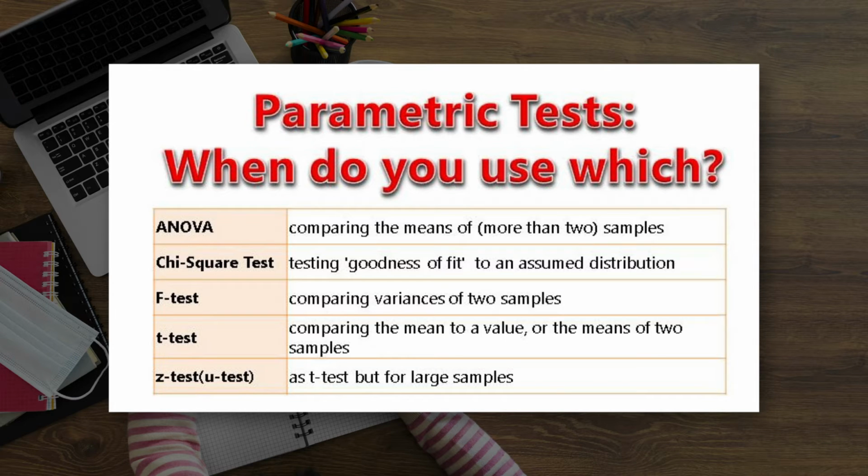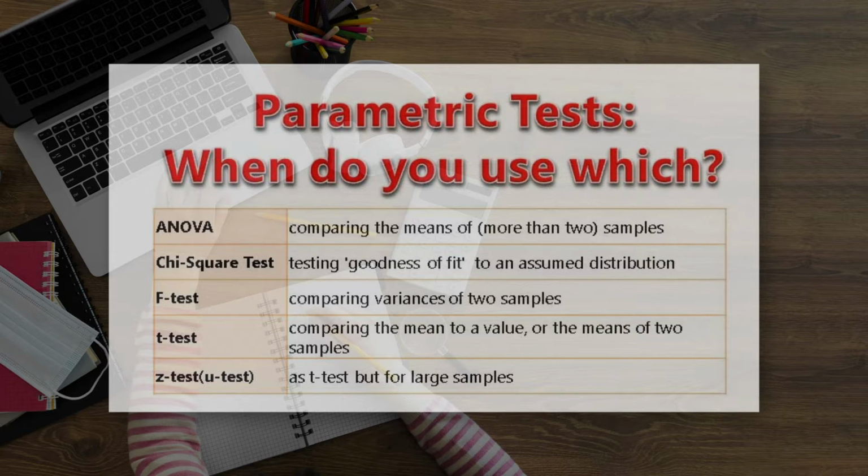As far as the ANOVA test is concerned, which we will cover in our forthcoming session, it focuses on comparing the means of more than two samples. The chi-square test tests goodness of fit to an assumed distribution. The F test compares the variance of two samples. The T test, which we usually call the Student T test, and about which we will talk more elaborately, compares the means to a value or the means of two samples. So the Z test is like the T test but for large samples.